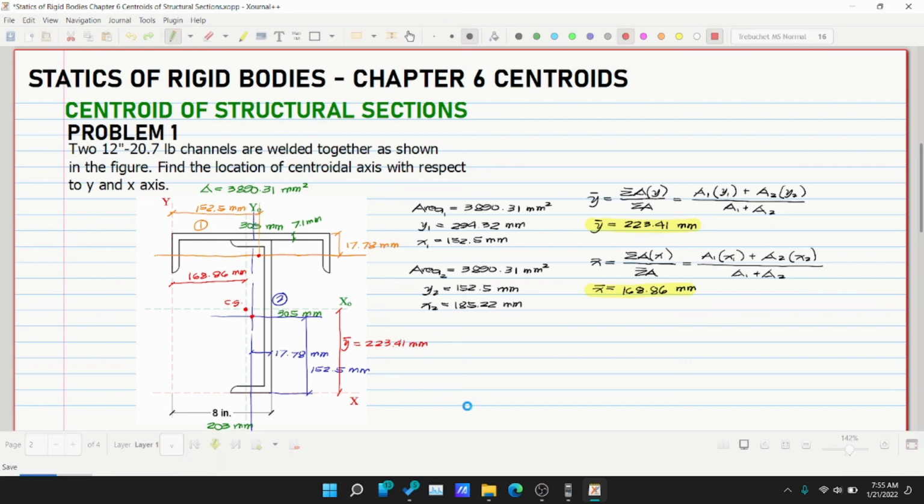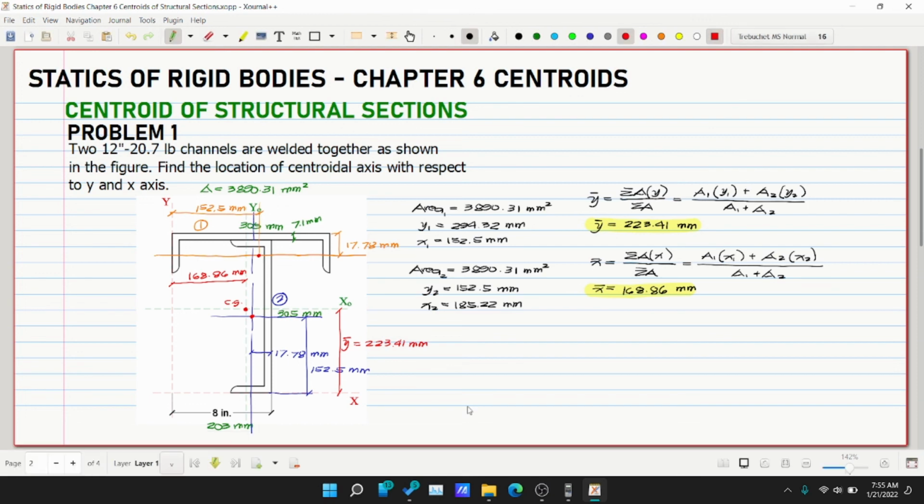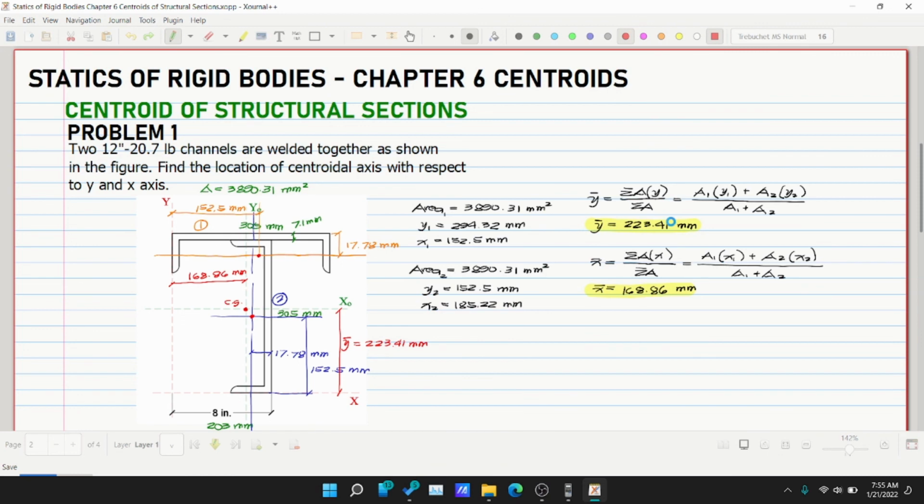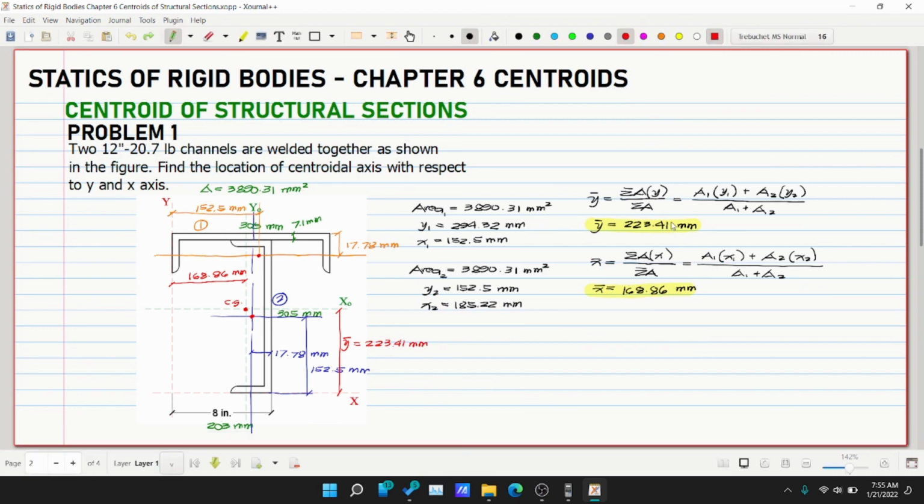So, ganun lang ang pag-solve ng centroids ng composite section natin. So, una nga, ilocate muna natin lahat ng centroids ng kada section. Saka natin itabulate dito. Then, madali na lamang yung pag-solve ng y-bar and x-bar. Okay? So, this is our problem number 1 for centroid of structural section under chapter 6 of Statics of Rigid Bodies.